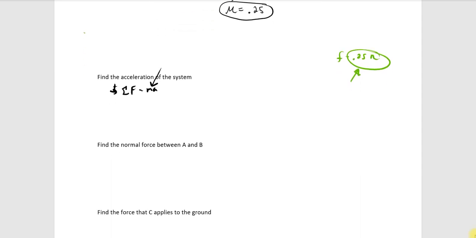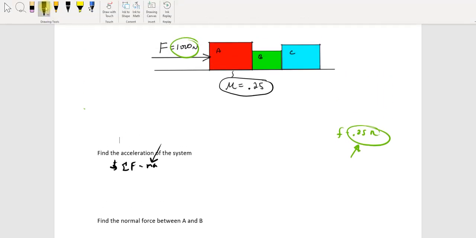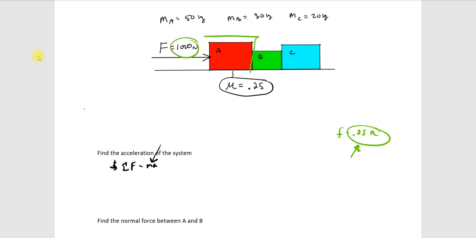So now, all right, to find the normal force between A and B, what you do is go back and redefine our system. We can either define it as A, like this, or this. It won't really matter, to tell you the truth. I'm just going to pick one to chat about. Let's define our system like this.